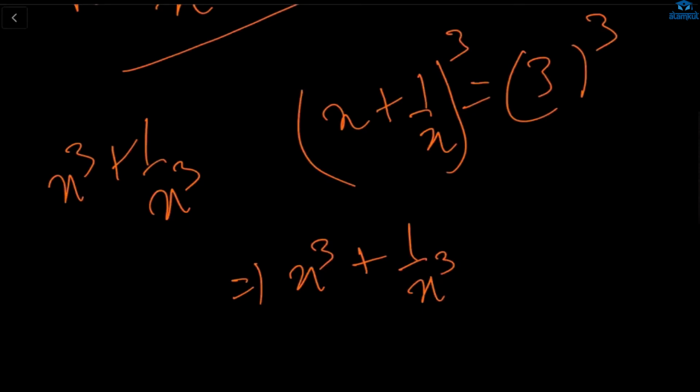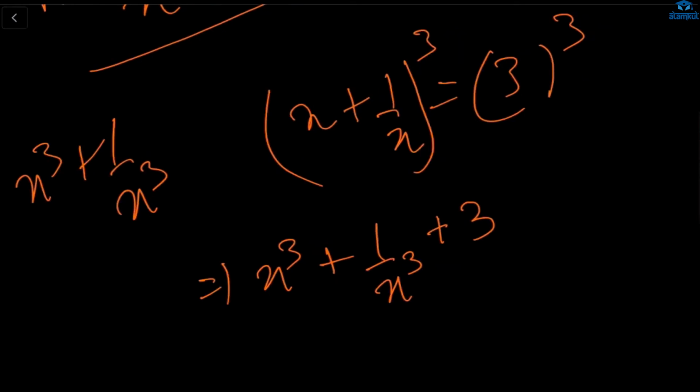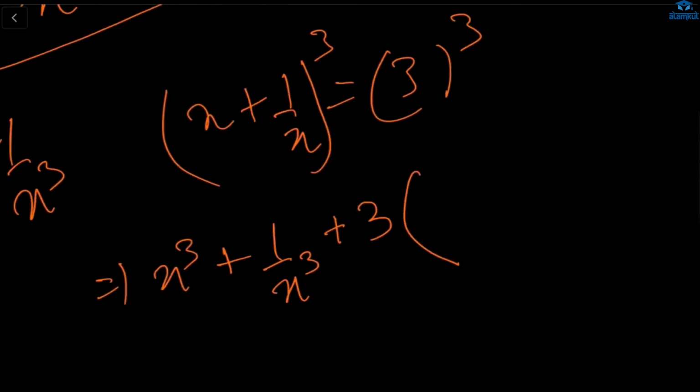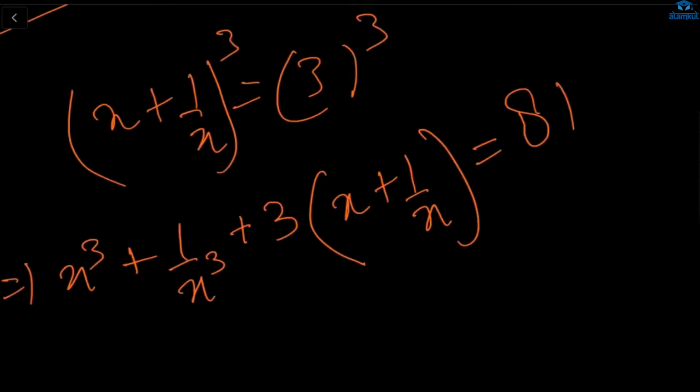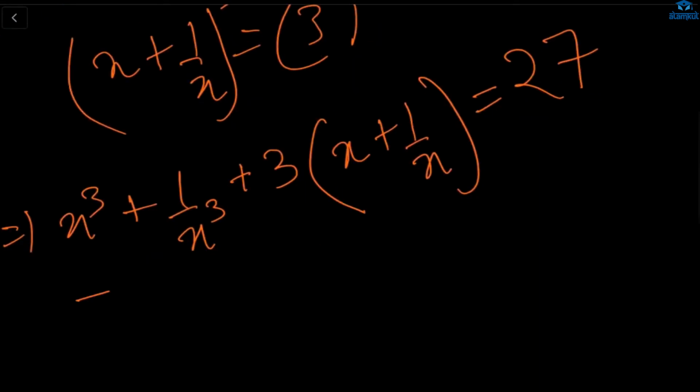And the other term will be what? 3ab. So 3ab will give you what? x multiplied by 1 by x, it will give you 1 only. And then in the bracket, it will be x plus 1 by x is equal to 81. Yes, 27. So now this value we have to find out.